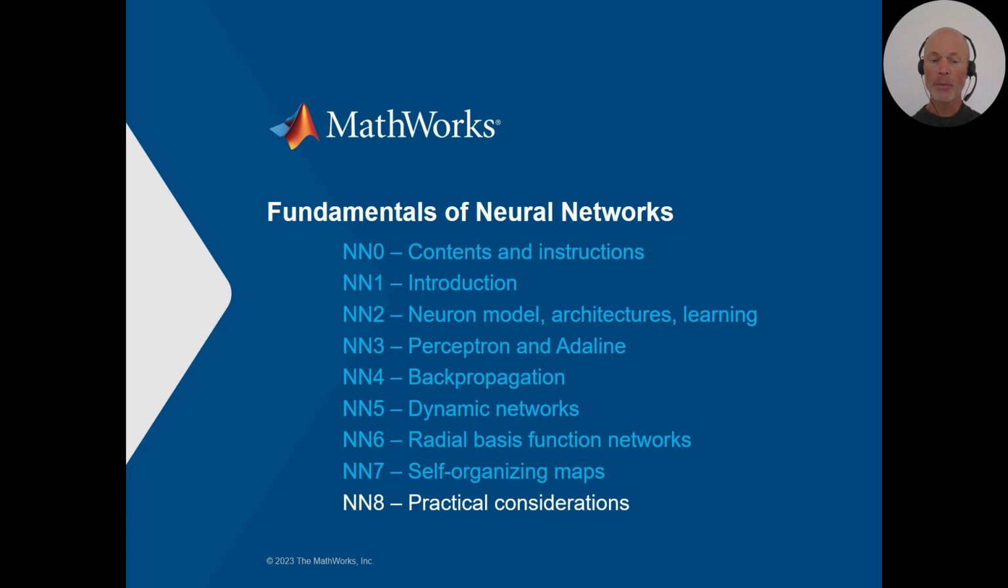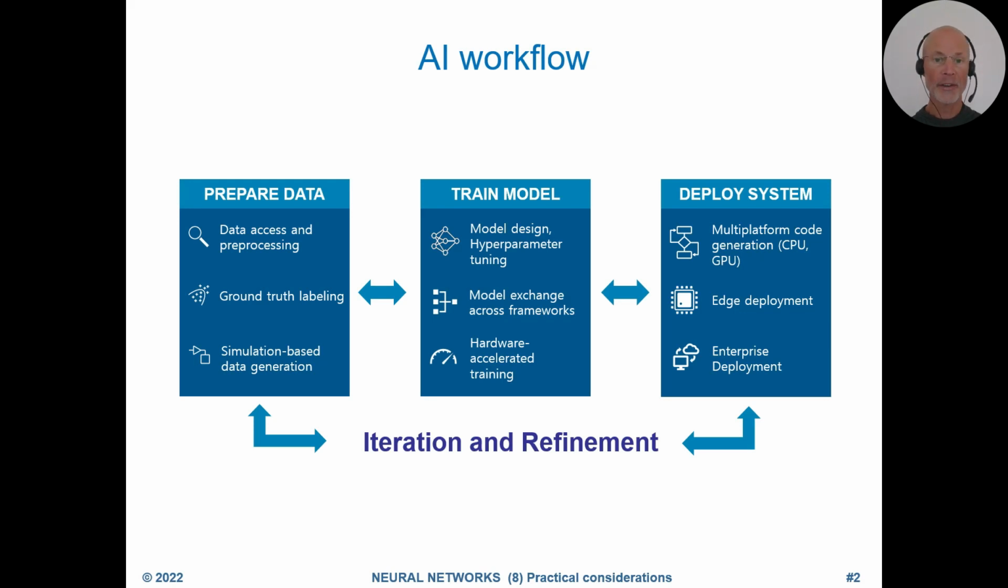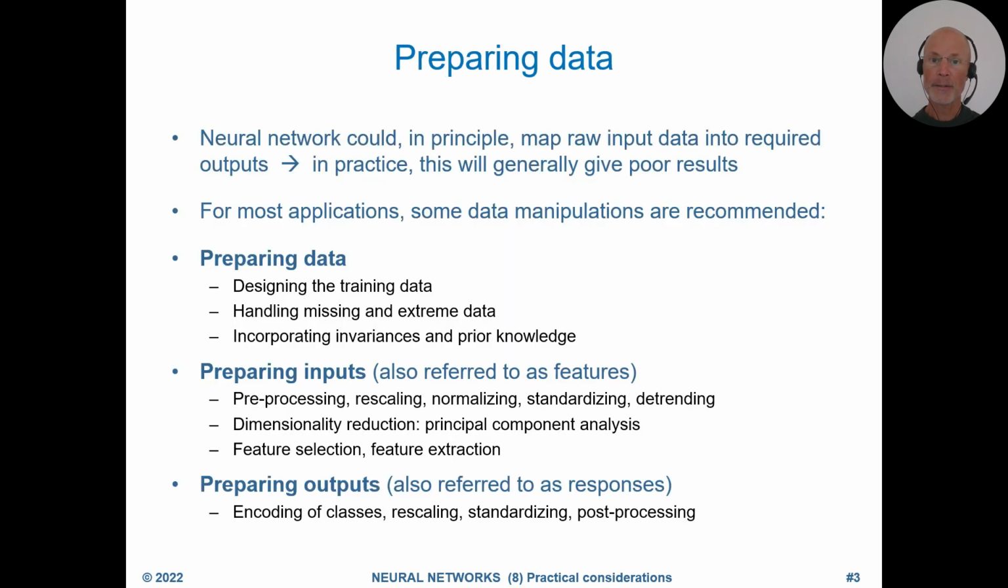In this last chapter, we discuss some practical considerations on training and applying neural networks. If we take a look at the general AI workflow, we start with data preparation. We have to properly access the data and apply some pre-processing. Then we are training the network model. We have to properly design the model, choose the architecture, and tune hyperparameters properly. And finally, we deploy the system on various platforms, in application and enterprise environments.